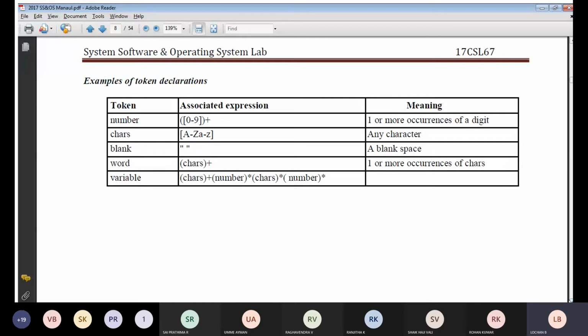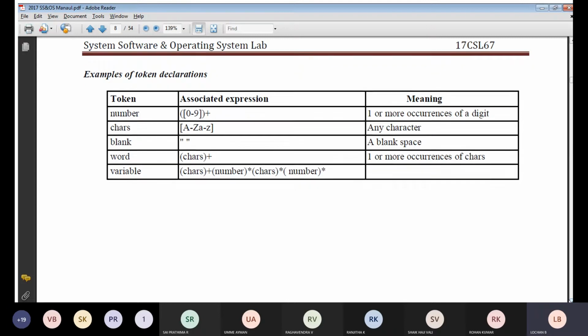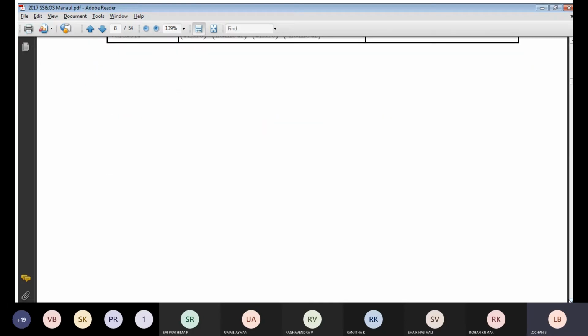If you are going to make use of characters, you can make use of uppercase letters or lowercase letters, that is nothing but A to Z, small a to z or capital A to Z. Any characters you can take. Blank space, you can make use of your blank space also. Word, that is nothing but it will take one particular sequence, or you may take variables along with the operators. You can take that particular session.